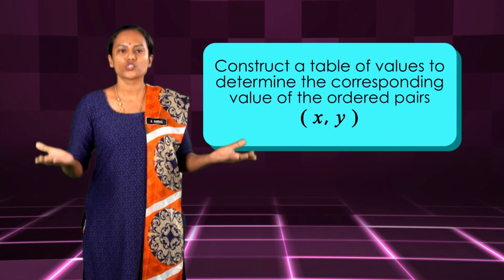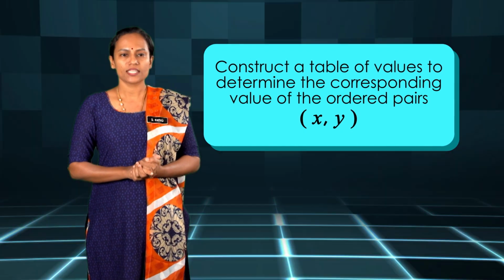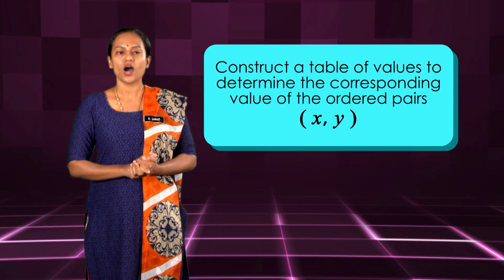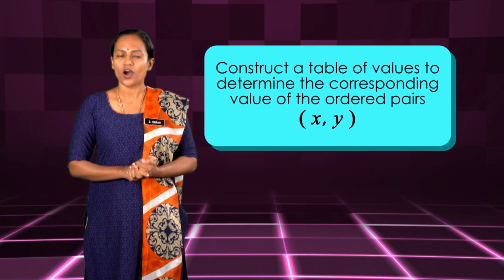Before drawing a graph of function, we must learn to construct a table of values to determine the corresponding value of the ordered pairs of x and y on the Cartesian plane. How are we going to do that? Let us try some questions.